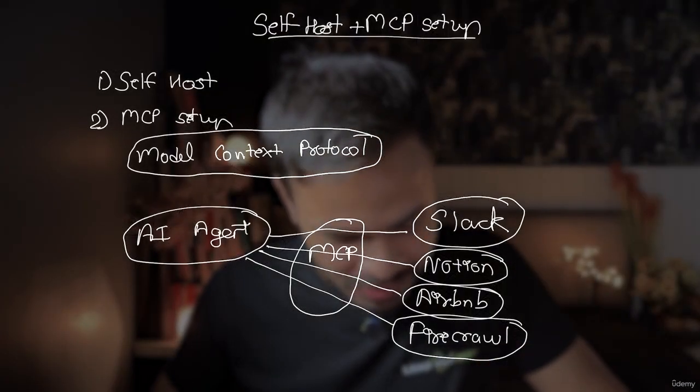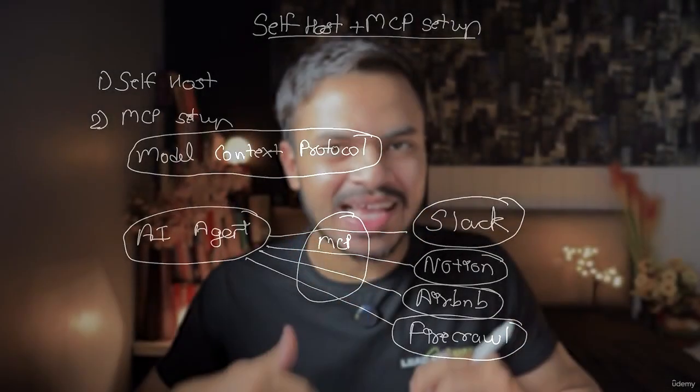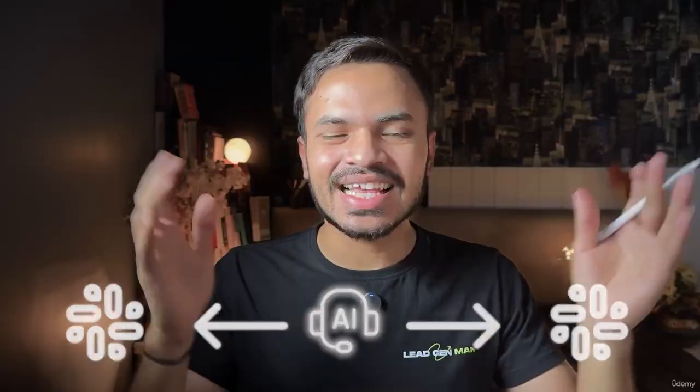So if we remove MCP from here, right? You have to be really smart and understand all of the technicalities that it requires to connect your AI agent to an external application like Slack. But by using MCP, it is just as simple as clicking on that connect button and boom, your AI agent is connected to Slack. That's how easy it is.